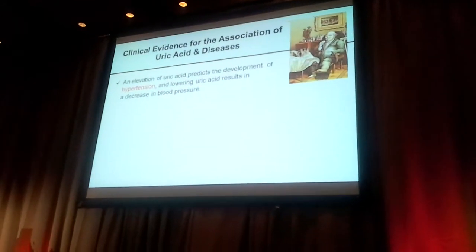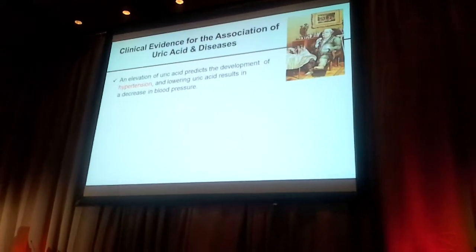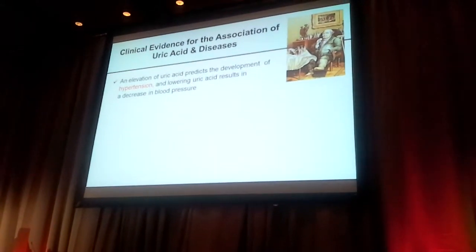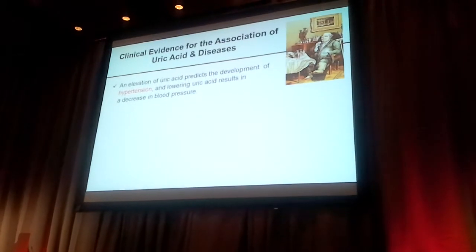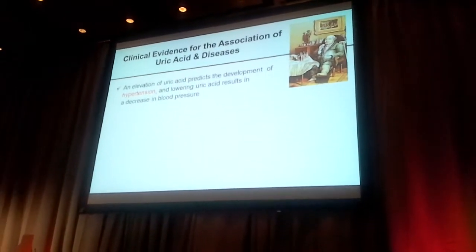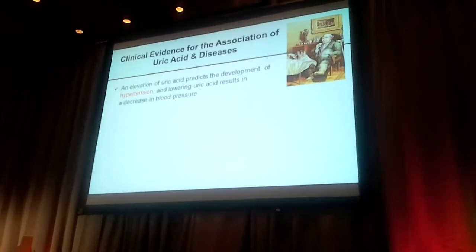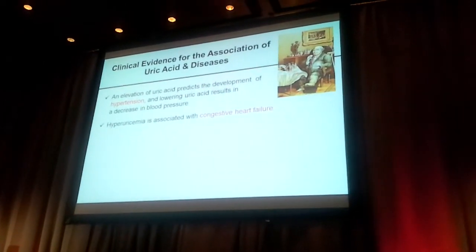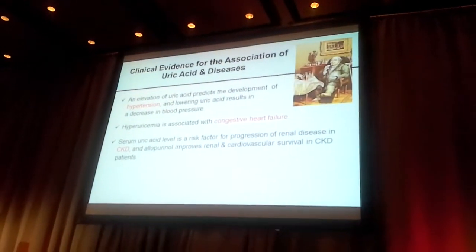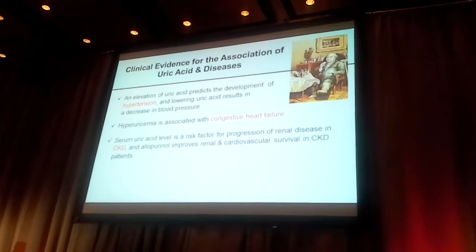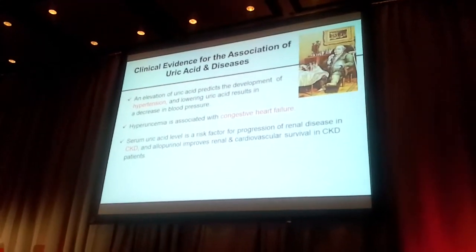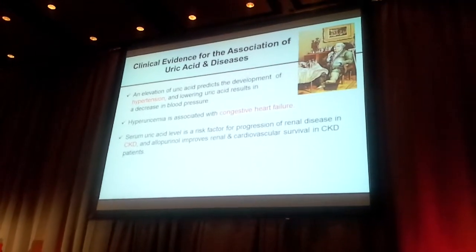There is some clinical evidence for the association of uric acid and other diseases. An elevation of uric acid is reported to predict the development of hypertension, and lowering uric acid results in a decrease in blood pressure. Elevated uric acid is also associated with congestive heart failure. Serum uric acid is a risk factor for progression of renal disease in CKD patients, and allopurinol improved renal and cardiovascular survival in CKD patients.